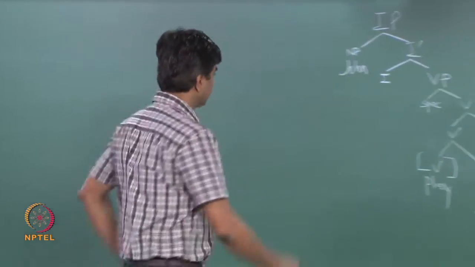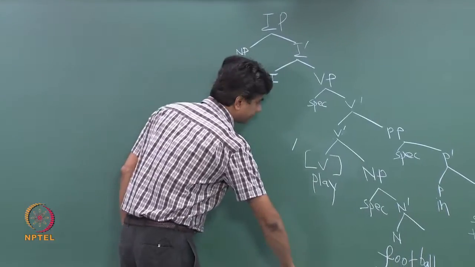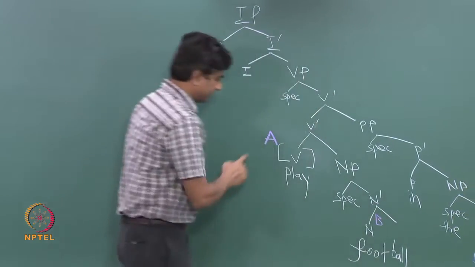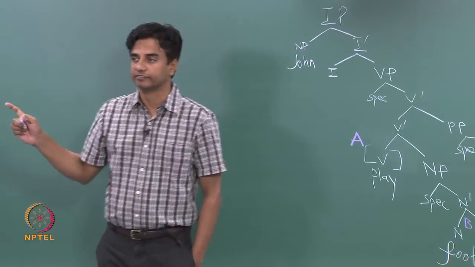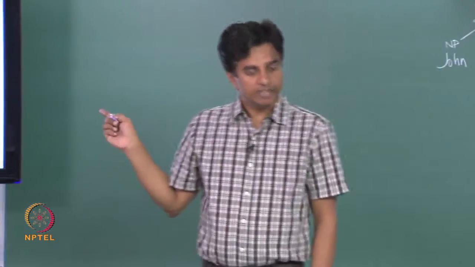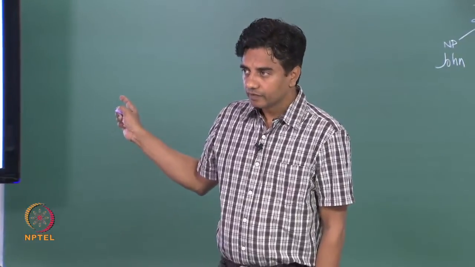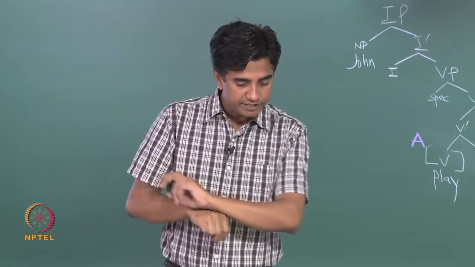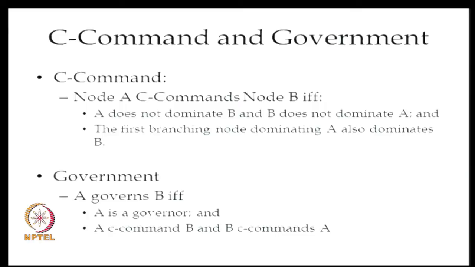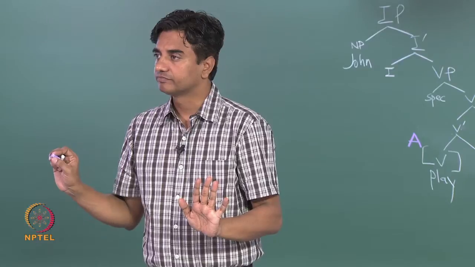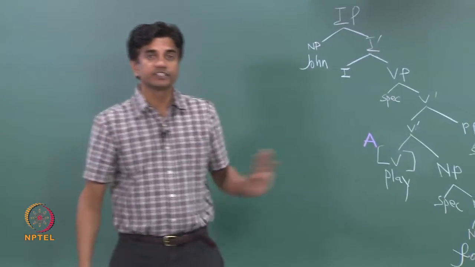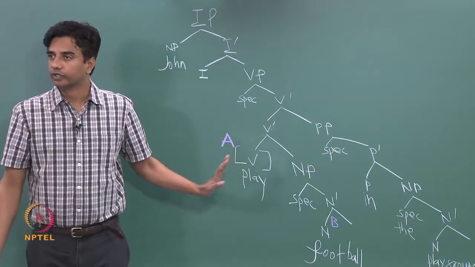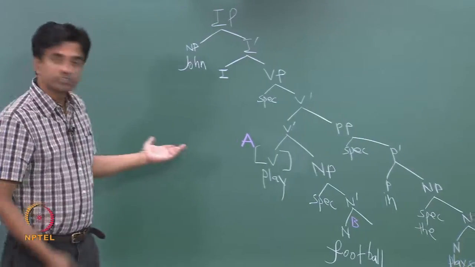See, what I am saying is, let us say this is A and this one is B. Does A C command B through this definition? We saw this one yesterday too, okay? Where the definition says A does not dominate B and B does not dominate A. Both the conditions are met. Are we meeting these two conditions? Does A dominate B? No. B does not dominate A? No. We just talked about that.